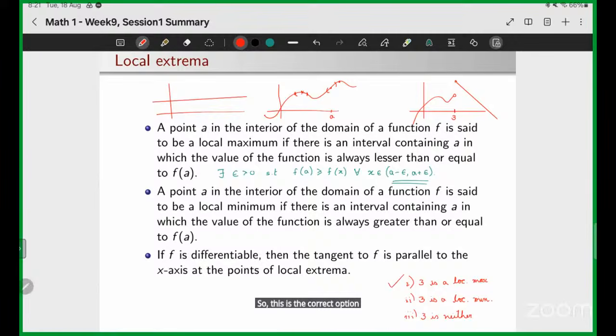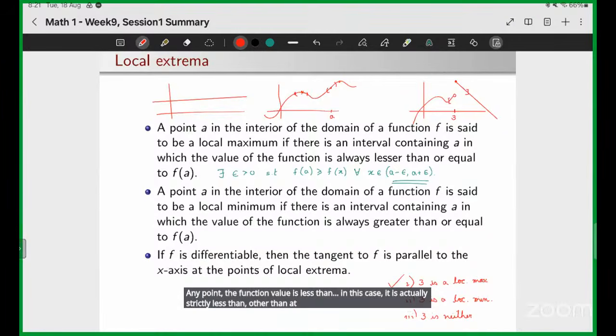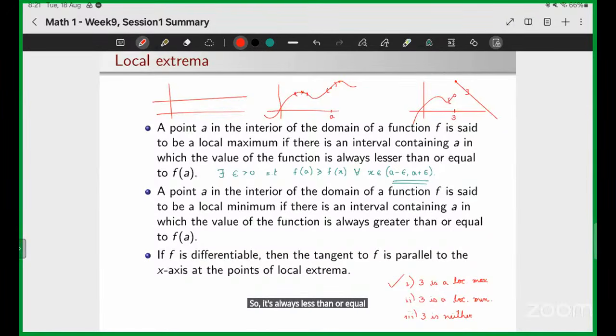And why is that? If I look at the value f of 3, whatever that value is, it's always greater than or equal to any point in a small interval. So you can take, for example, this interval. Any point, the function value is less than, in this case it is actually strictly less than, other than at 3 itself. So it's always less than or equal to f of 3. So this is also a point of local maximum.